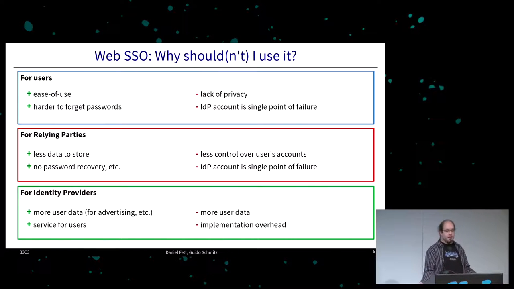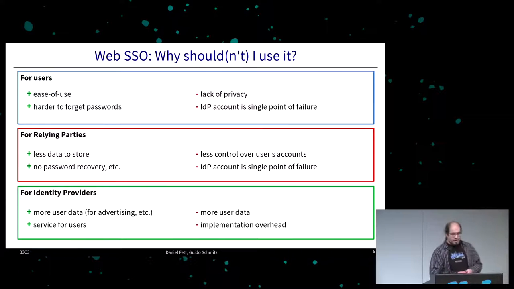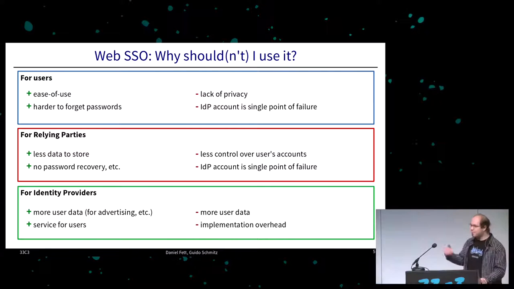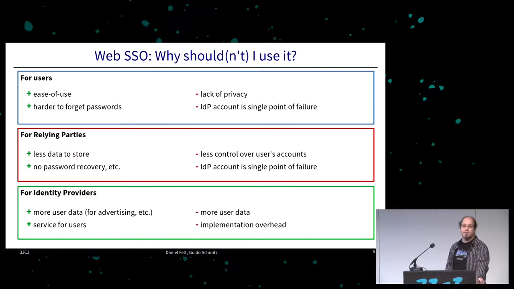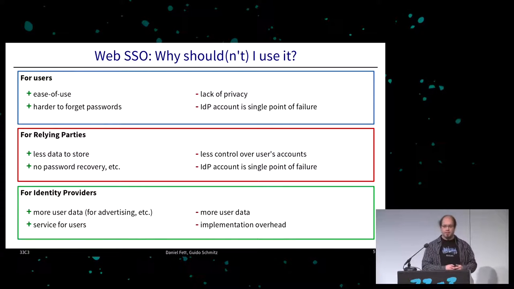For identity providers, the advantage is clear. They get more user data, and they can provide some service for their users, which perhaps makes it more attractive for users to use that identity provider. On the downside, they also have to take care of more user data. They have to store and protect it, and they have to bear the overhead of implementing and running the single sign-on system. So, what are these single sign-on systems?